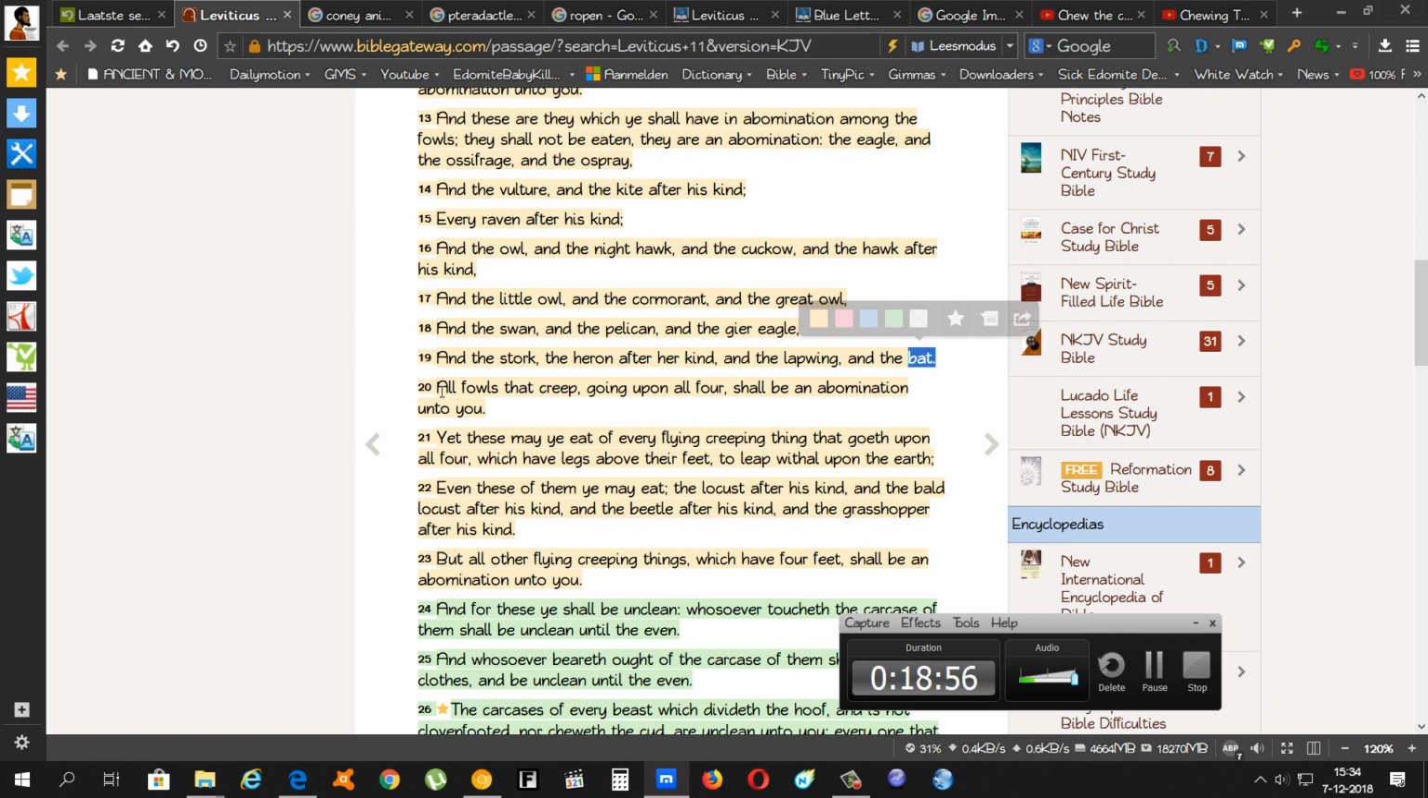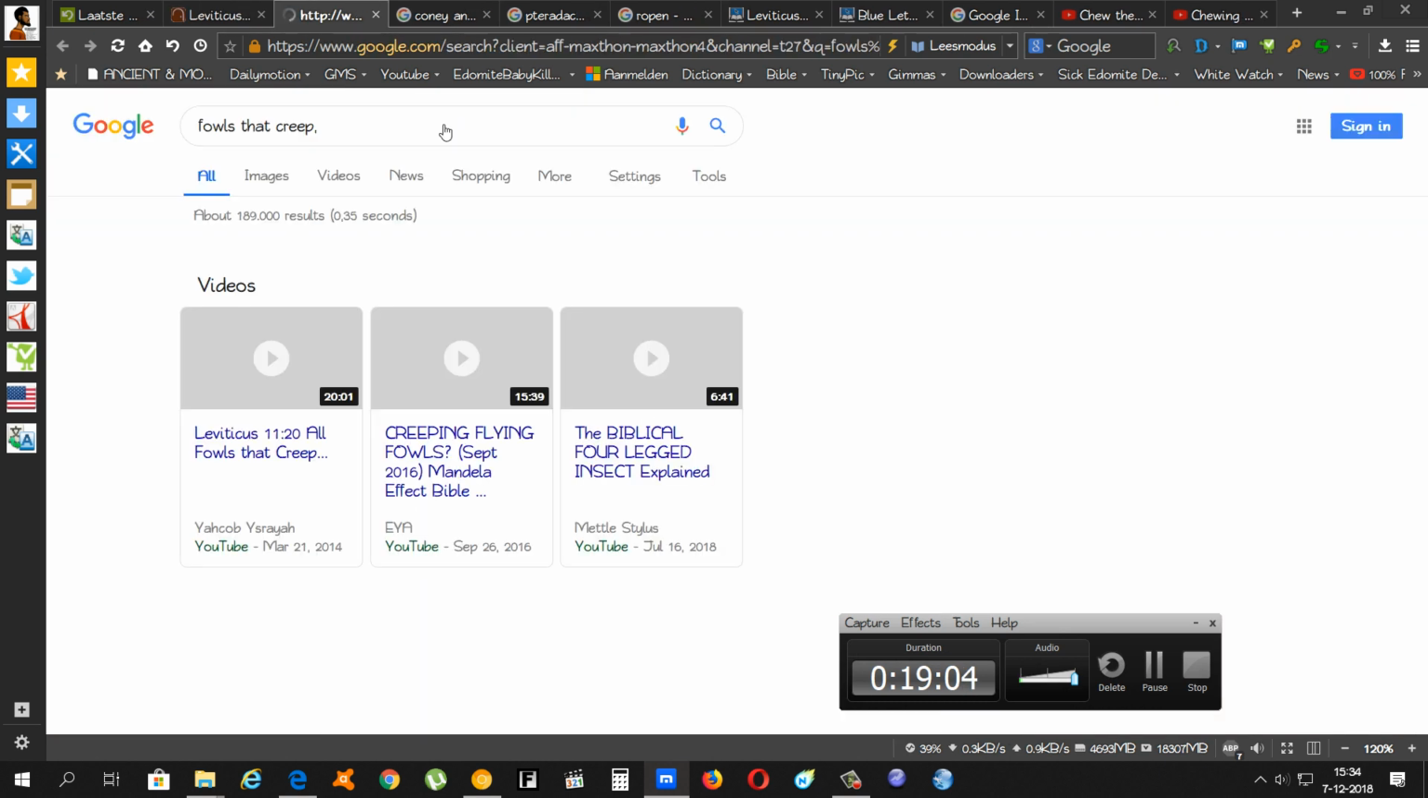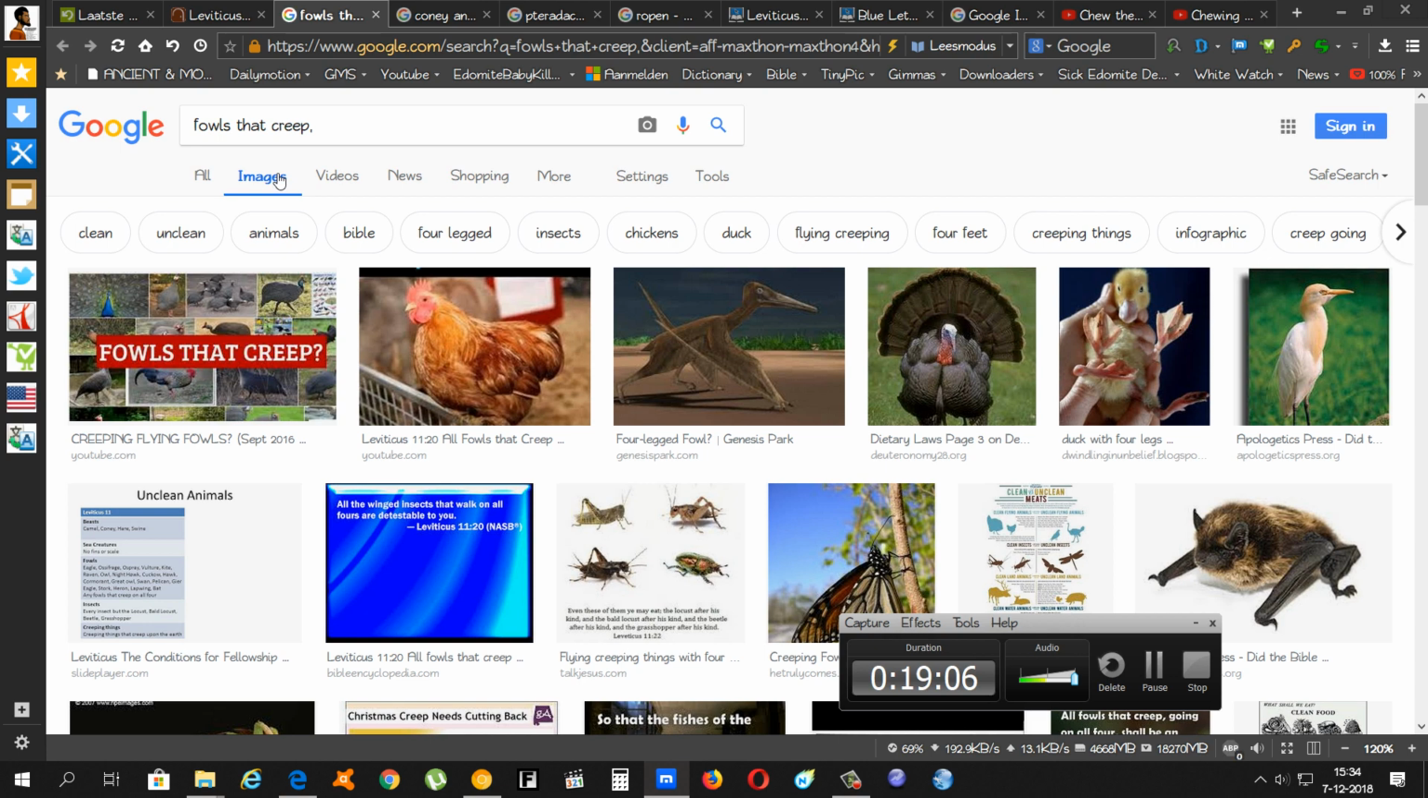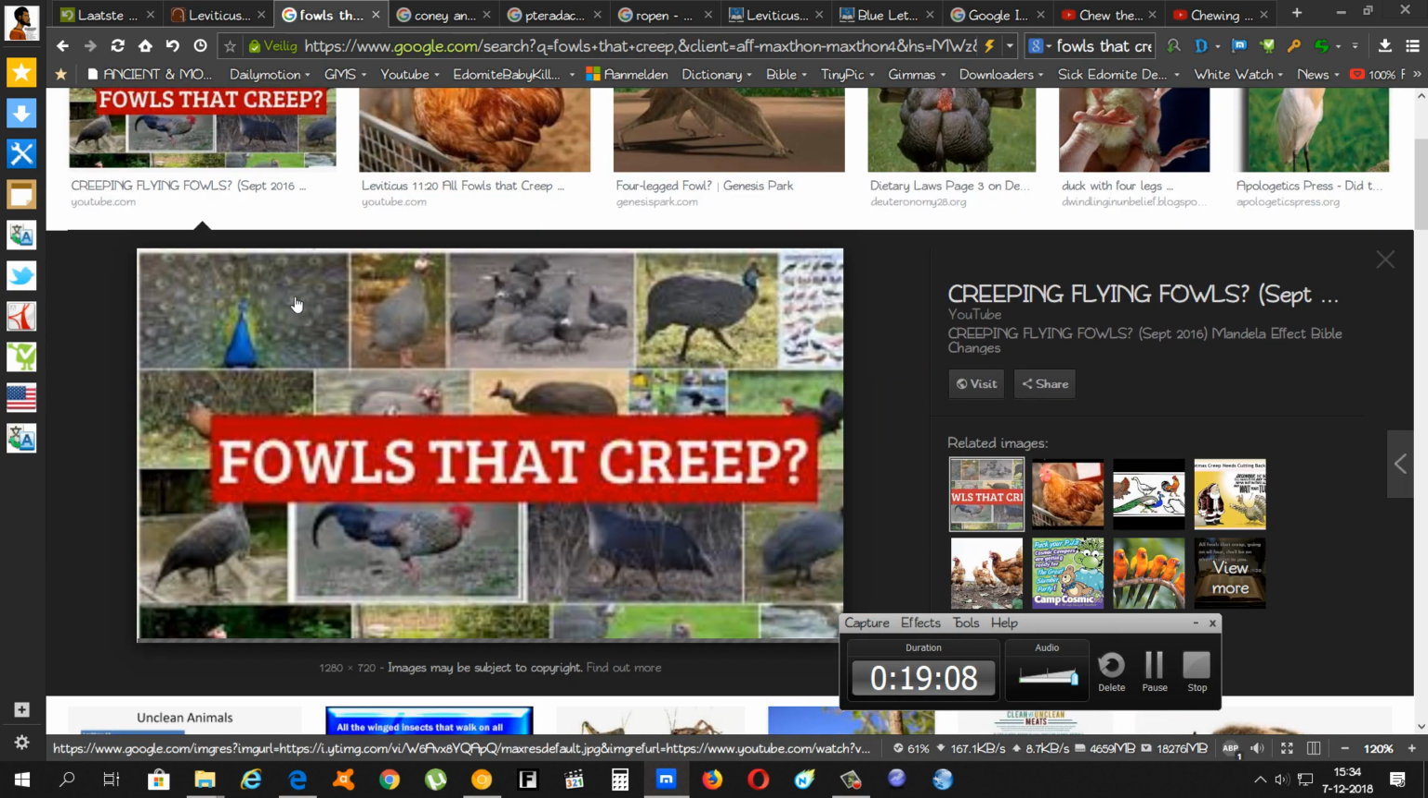Now, verse 20. Here comes a thing that kind of confuses a lot of people, because I've seen memes online, like these type of memes. Fowls that creep. They would say that these are the fowls that creep. They don't creep. They just walk upon the earth. They're not creeping.